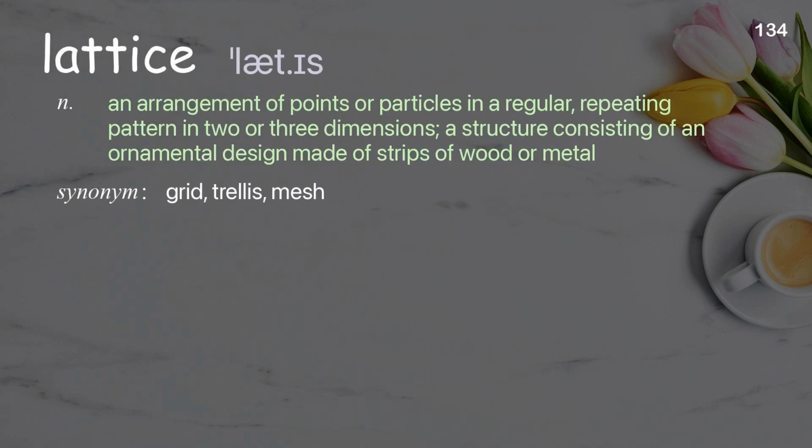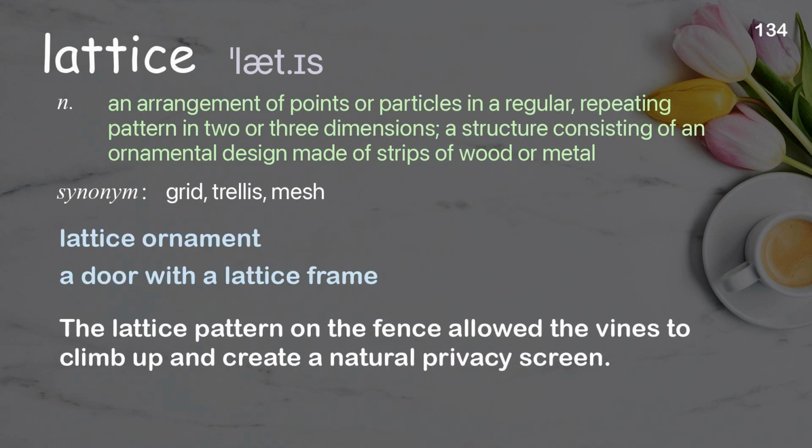Lattice. An arrangement of points or particles in a regular, repeating pattern in two or three dimensions, a structure consisting of an ornamental design made of strips of wood or metal. Examples: Lattice ornament. A door with a lattice frame. The lattice pattern on the fence allowed the vines to climb up and create a natural privacy screen.